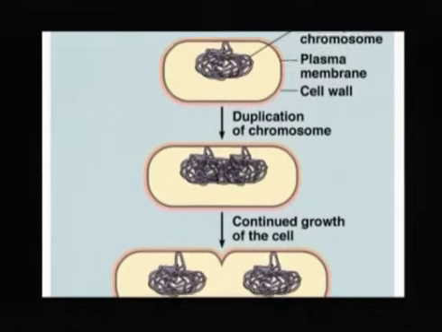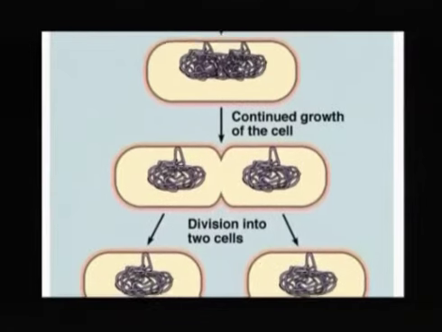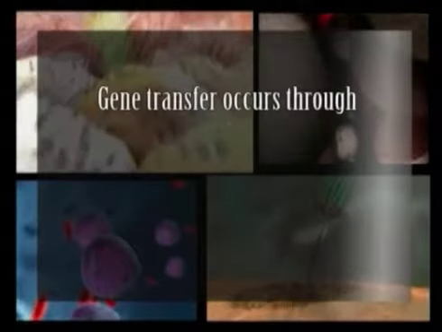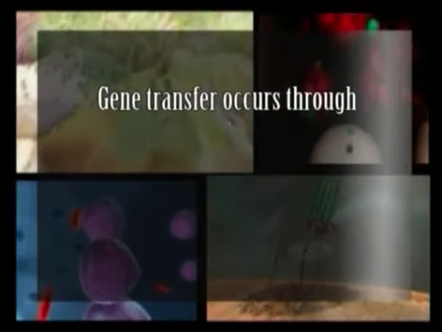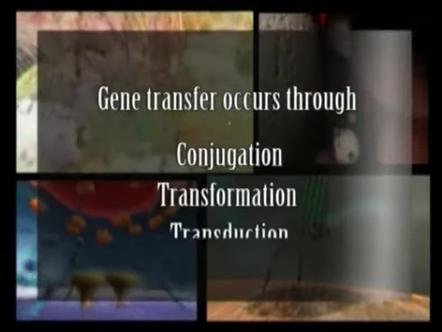Bacteria generally reproduce by binary fission as true sexual reproduction is absent in them. However, gene transfer occurs through conjugation, transformation, and transduction.